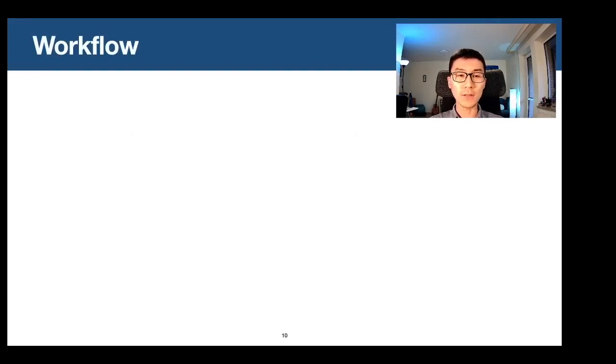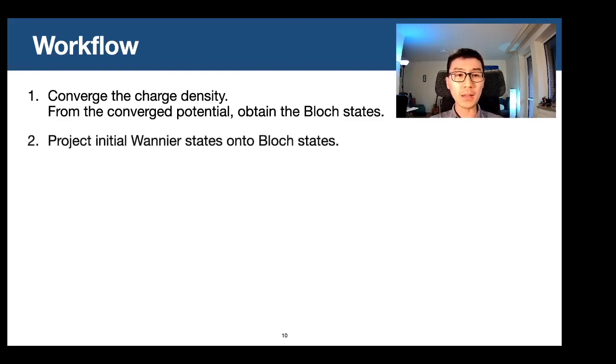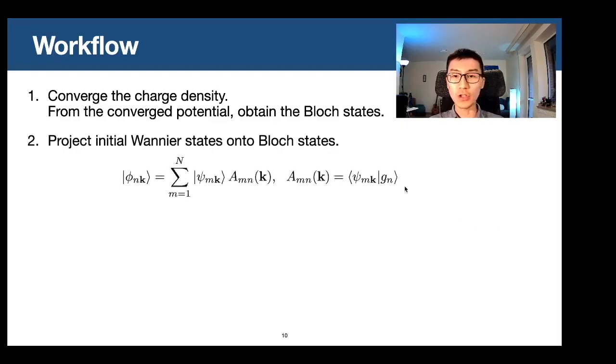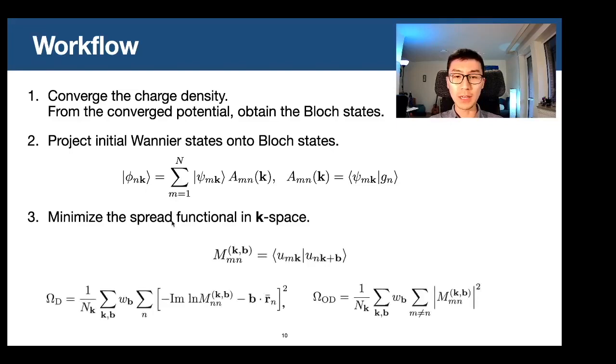So this is the workflow that we follow in general. The first thing that we have to do is converge the charge density with DFT codes like FLEUR, and then from this converged potential, we obtain Bloch states. Then we project the trial functions onto Bloch states by the following equation. This g_n is the initial guess of the Wannier function, and we project this onto Bloch states. The third step is, we have these Bloch-like states whose number is N, and we find the N by N matrix U that minimizes the spread.